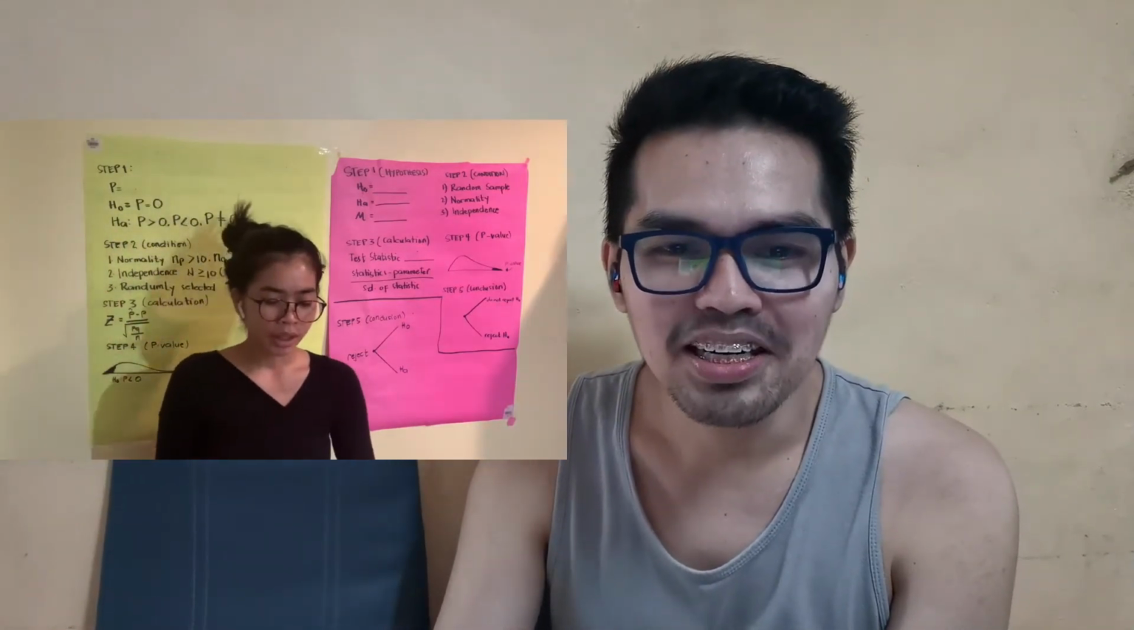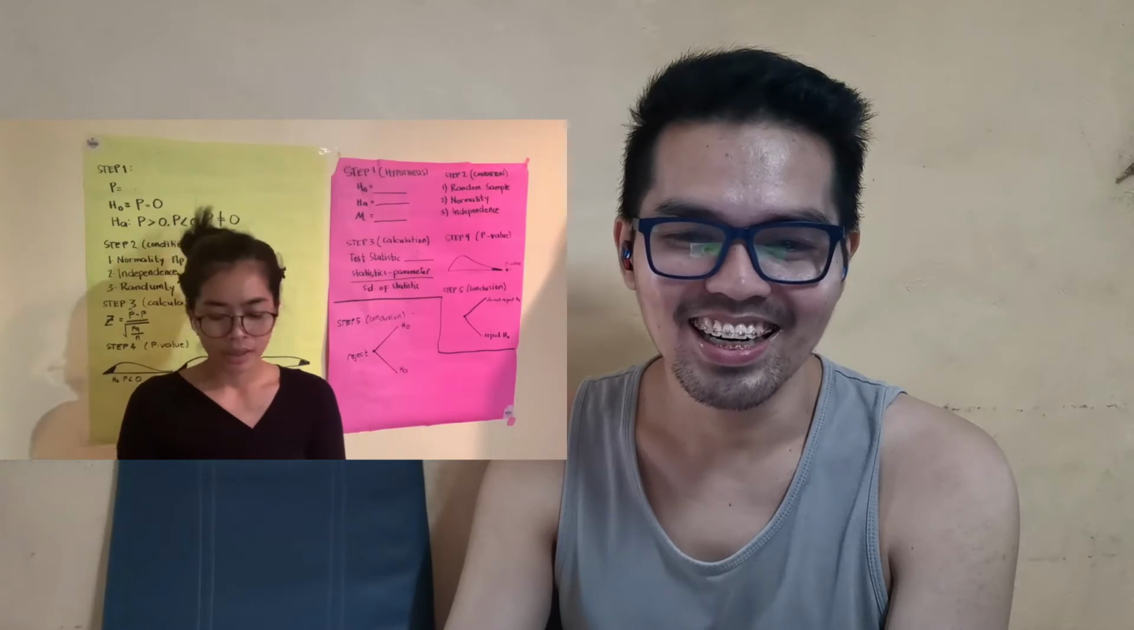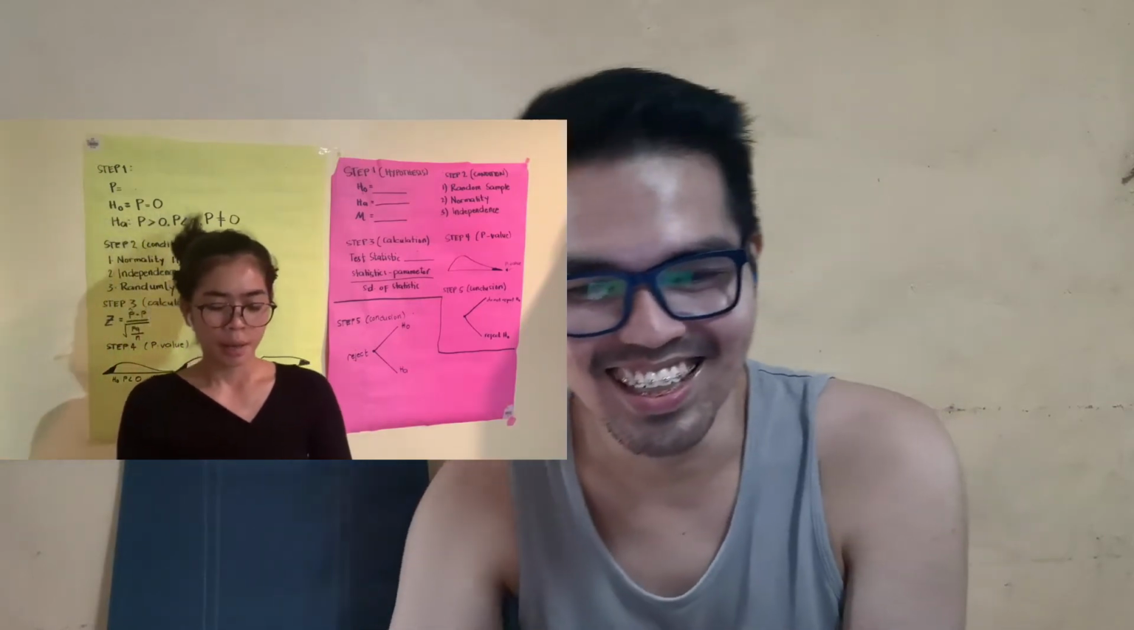The next one is the alternative hypothesis. The formula is H sub a: mu greater than 0, or mu less than 0, or mu not equal to 0. The other is the population proportion: p greater than 0, or p less than 0, or p not equal to 0. The similar one is hypothesis testing for one population mean.